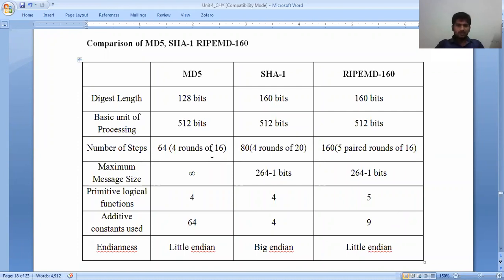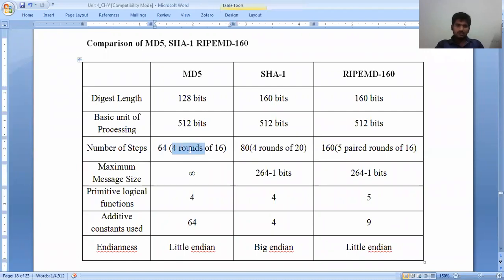As I told you, in MD5 we perform 64 steps, that is 4 rounds of 16. Then this one is 4 rounds of 20, and this one is 5 paired rounds of 16. When we perform more rounds, the digest size will be very high. The maximum message size here is infinity, here we have 2^64 bits, and here 2^64 bits. Then the primitive logic functions are 4, 4, 4 and 5.